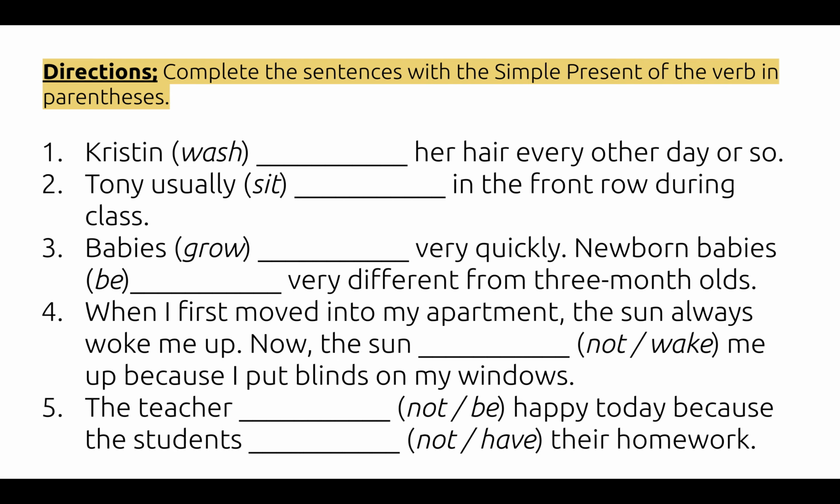Complete the sentences with the simple present of the verb in parentheses, okay? So remember to think about what is the subject, right? That will tell you if you need S or ES. And then also think about, is it an affirmative sentence or a negative sentence with not, right? We might need a helper verb like do or does. And also, is it a verb be or is it another type of verb? Remember, verb be has its own form, but other verbs have a different form.